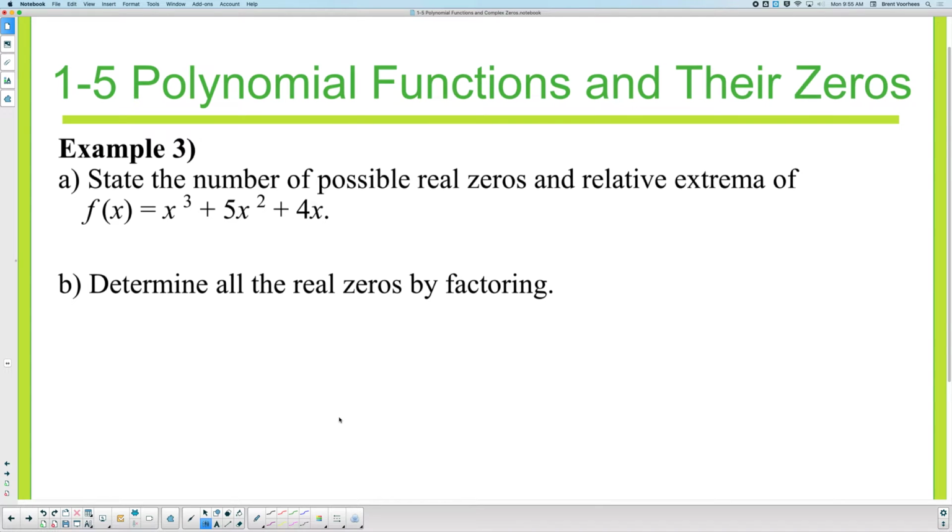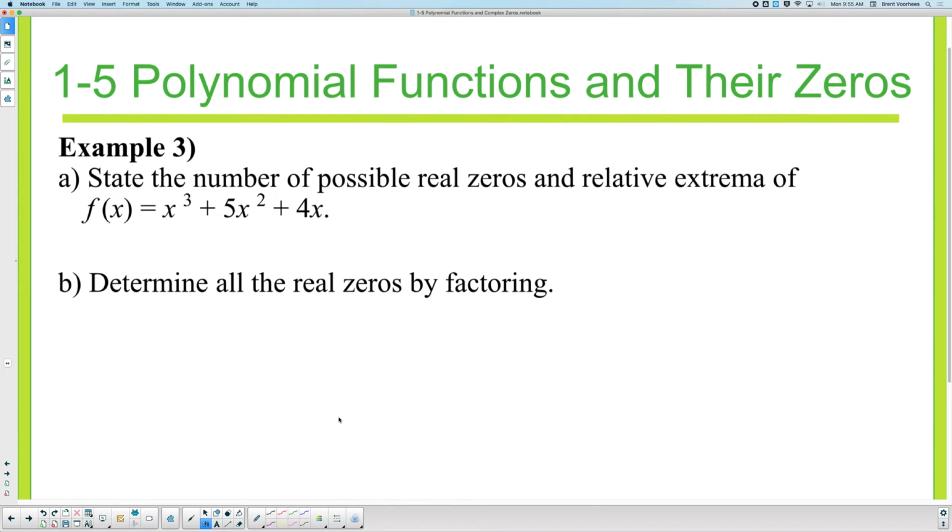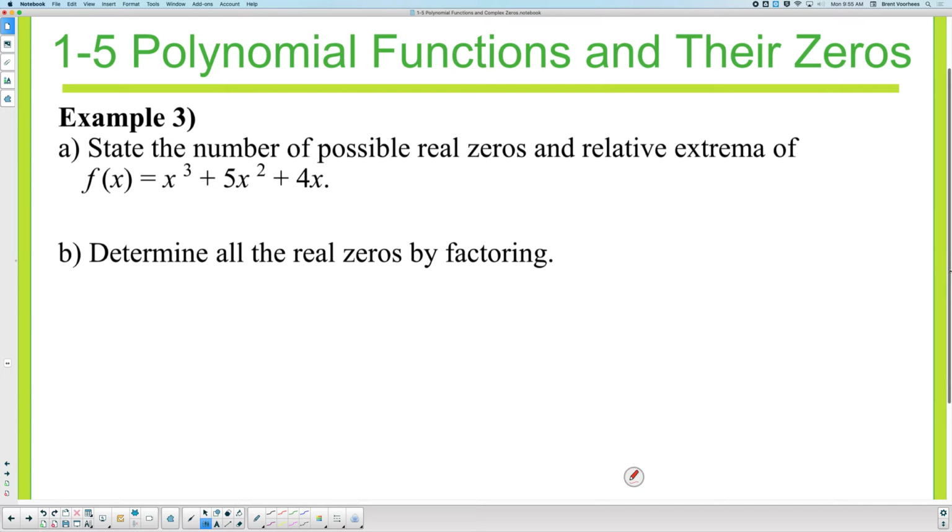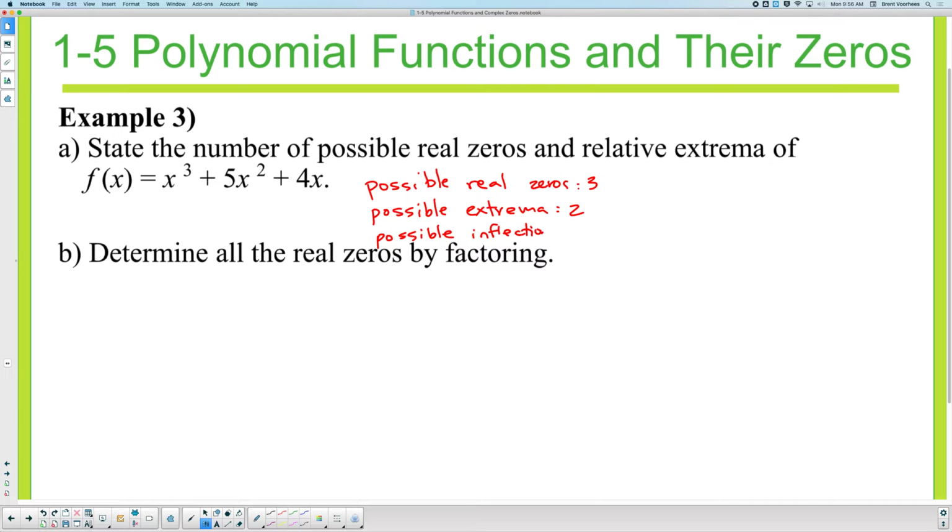Okay, so here you go. Example 3. State the number of possible real zeros and relative extrema. Tell me on this one, how many possible real zeros are there? Let's do it that way instead of saying at most. Y'all said 3. So how many possible extrema? 2. And how many possible inflection points then? 1. All right, we'll write those in as we go.